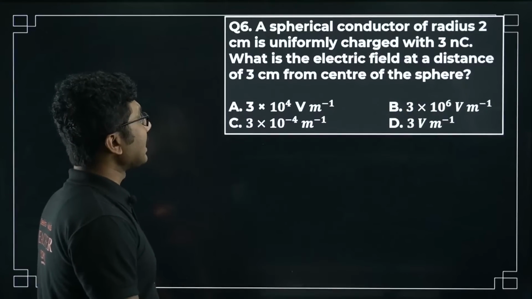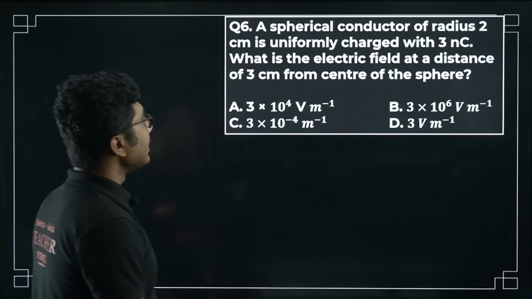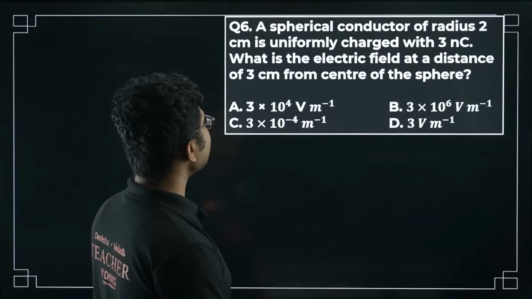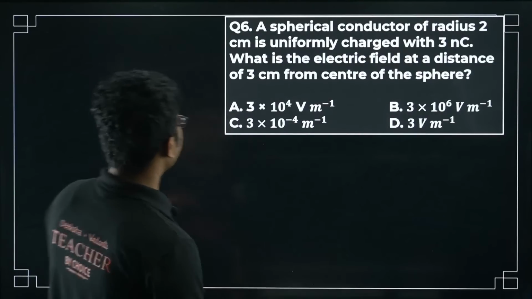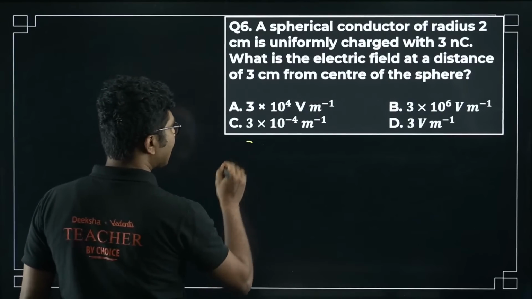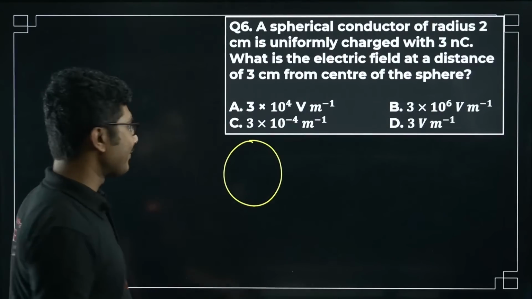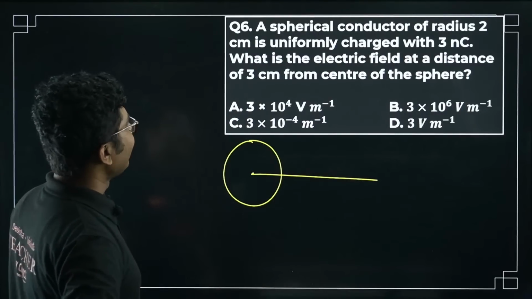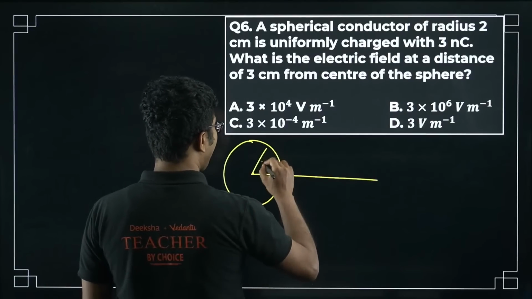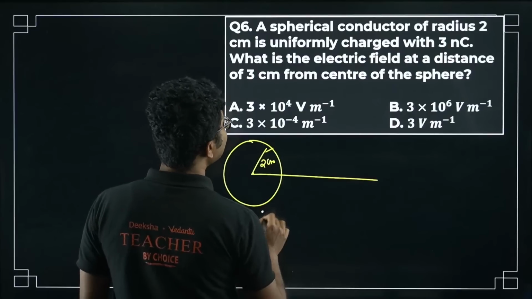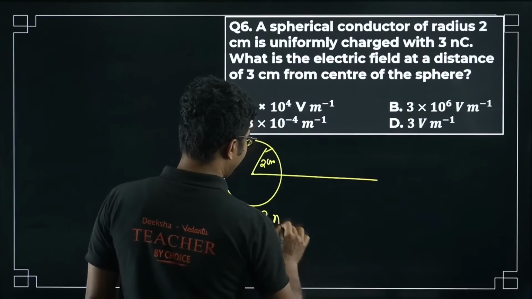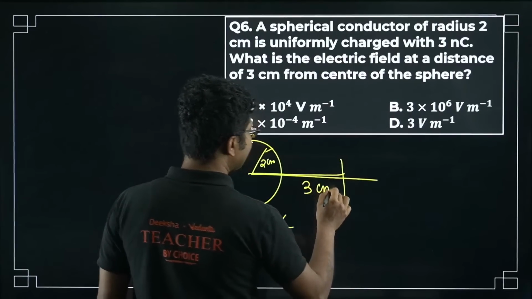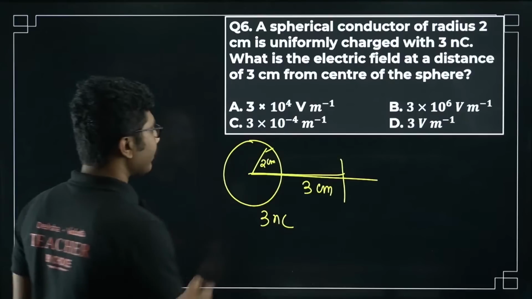Now, a spherical conductor of radius 2 cm is uniformly charged with 3 nanocoulomb. What is the electric field at a distance 3 cm from the center of the sphere? A similar question came in your PU board exam this year as well. Only thing was some surface charge density was given, whose value was wrong, so many students cried. So the radius is 2 cm. Charge given is 3 nanocoulomb. You are trying to find the electric field at a distance 3 centimeters. So basically the distance is more than the radius.